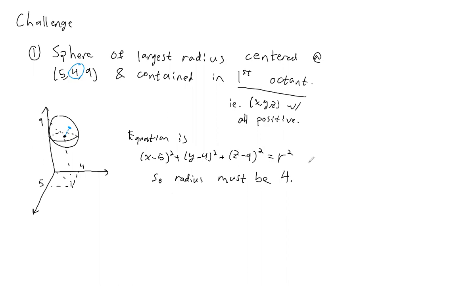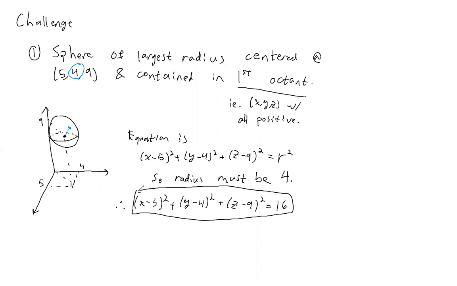Now, that does not mean that we're substituting this whole thing equals 4. That is not the case. It is 4 squared, or 16. So the final answer is going to be x minus 5 squared plus y minus 4 squared plus z minus 9 squared equals 16. And that's the formula for the circle, or for the sphere.